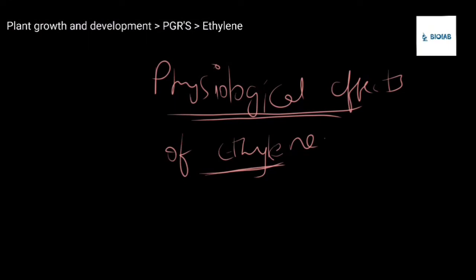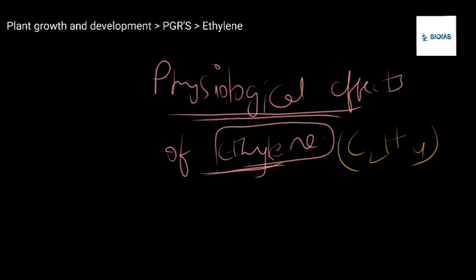And in today's video we will be discussing ethylene. Ethylene CH4? Oh no, that's methane, right? C2H4 is ethylene. Yes, the chemical formula of ethylene is C2H4.